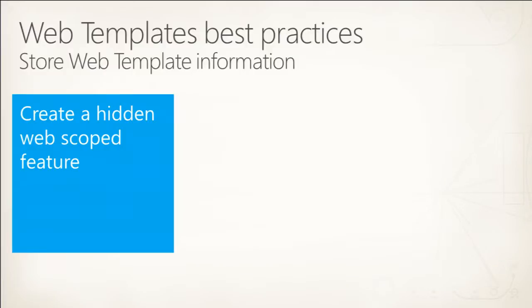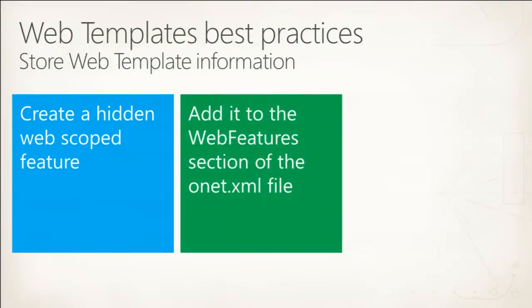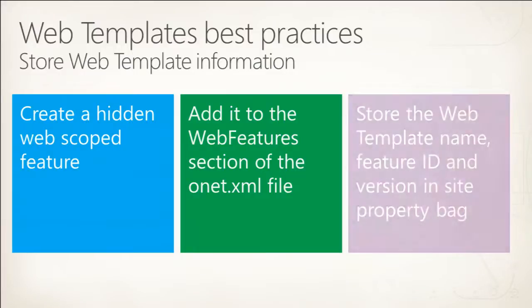You can do that by creating a hidden web-scoped feature. You can add it to the web feature section of the onet.xml file. I would make that the last feature because then you know for sure that everything has worked. Everything was actually on the site. All your features were provisioned. And then you can do that as a last step. You can add the information about the web template that you used.